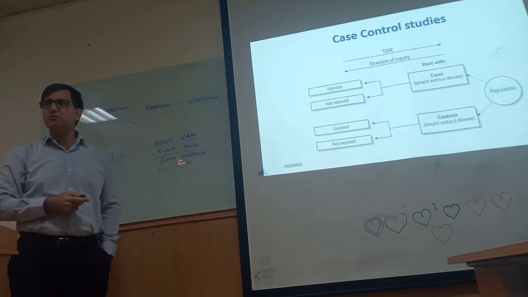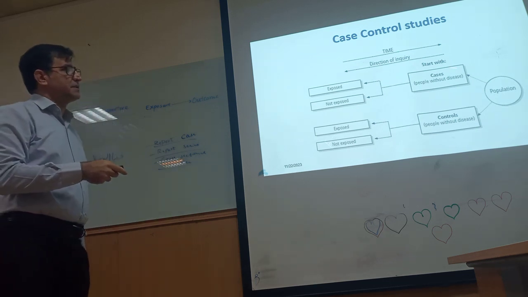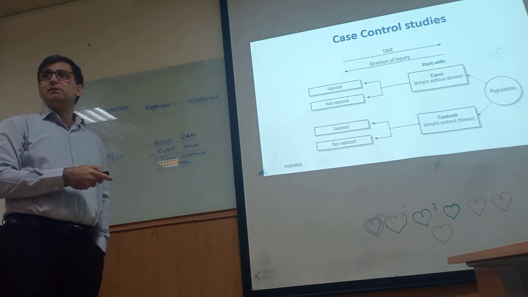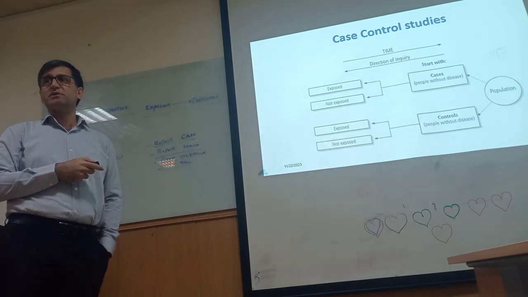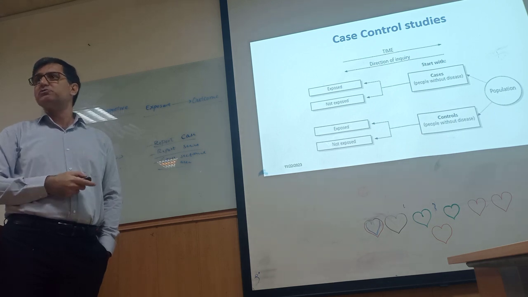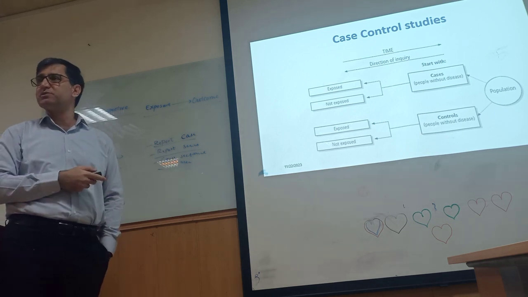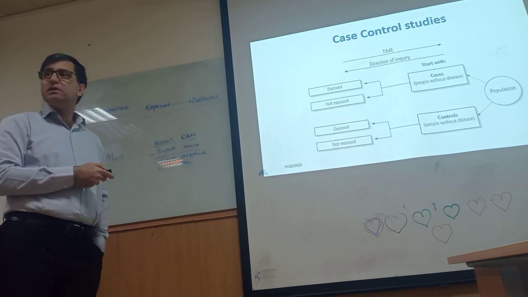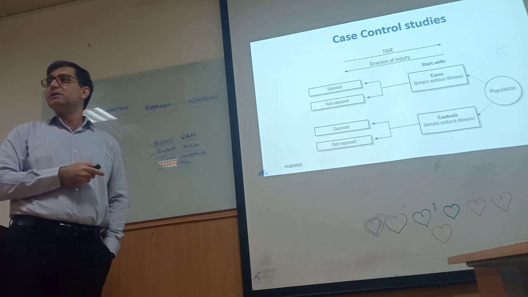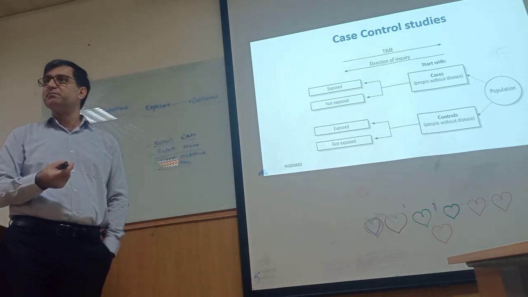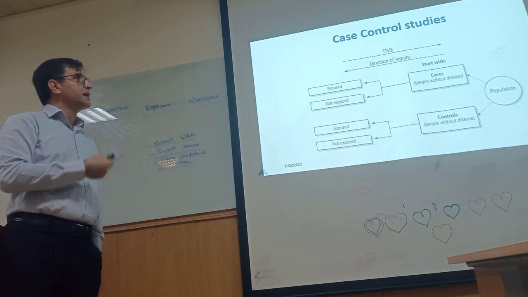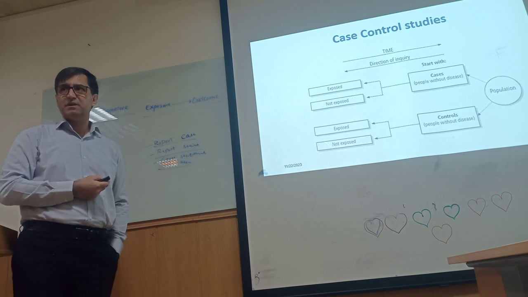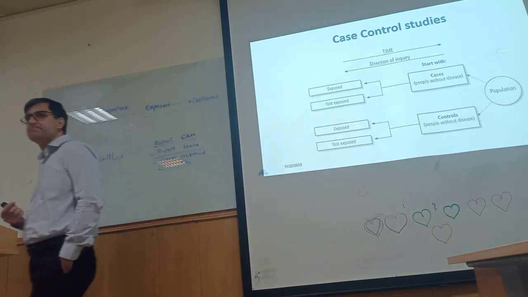But in case control study, as you see, we have cases, we have controls, and ask about the history of exposure in the past from both cases and controls, and compare the proportion of exposure in the past in cases and controls. So the direction of our inquiry is in the opposite side of the time. That's why we call case control studies as retrospective. So, is it clear? Yes. Is the design clear?